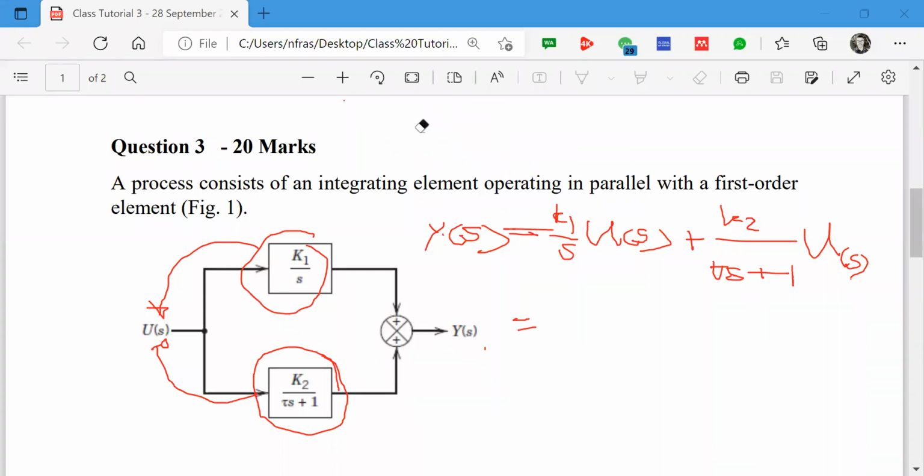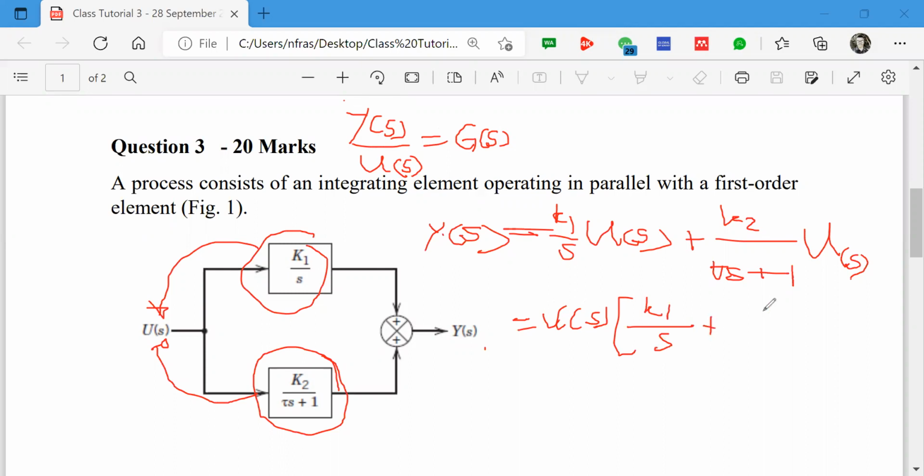All right, so what you could do there, as you can see, you can factor out U(s), because at the end you want to have an expression for Y(s) divided by U(s), which is equal to G(s). So you can factor out the U(s). You will be remaining with K1 divided by s, plus K2 divided by (tau s plus 1). These will be your Y(s), but remember you want G(s), which is Y(s) over U(s).